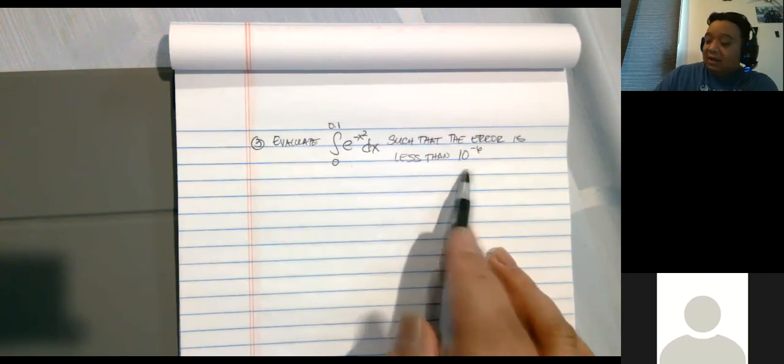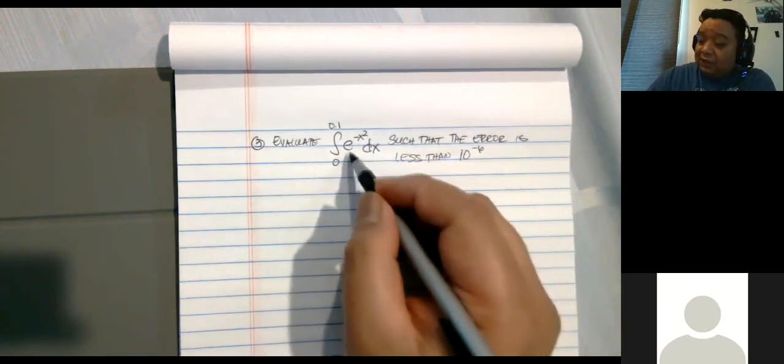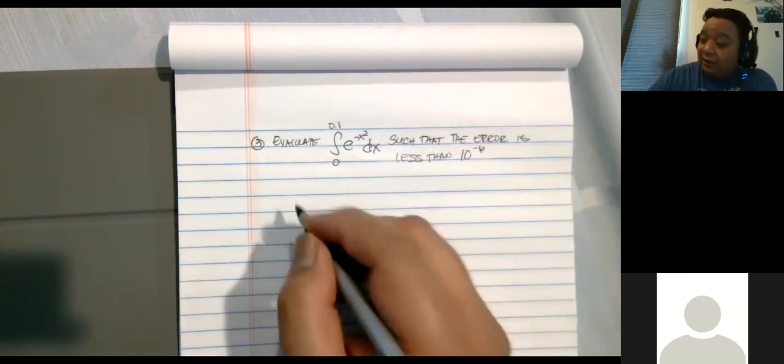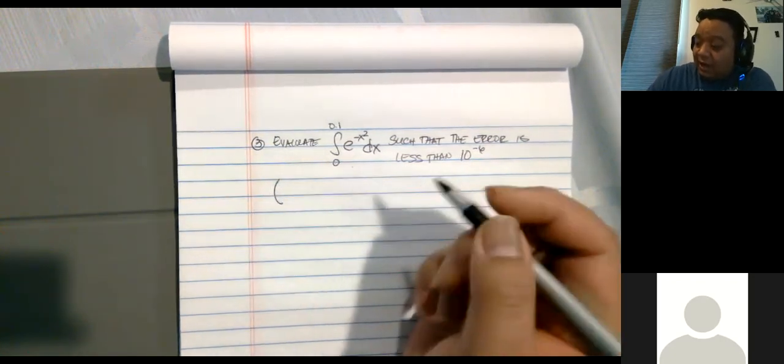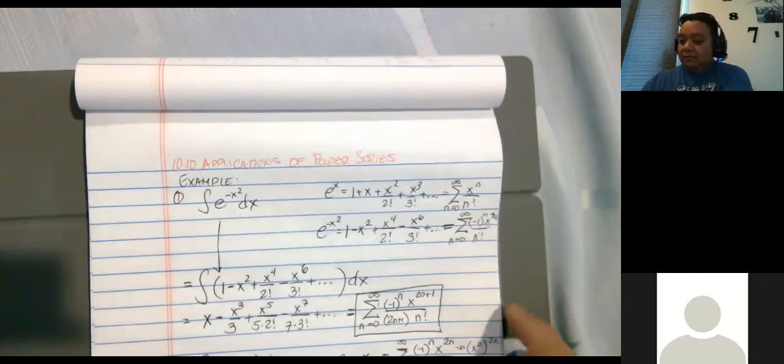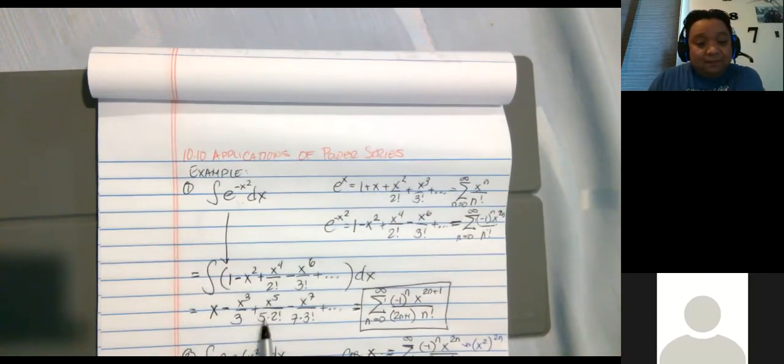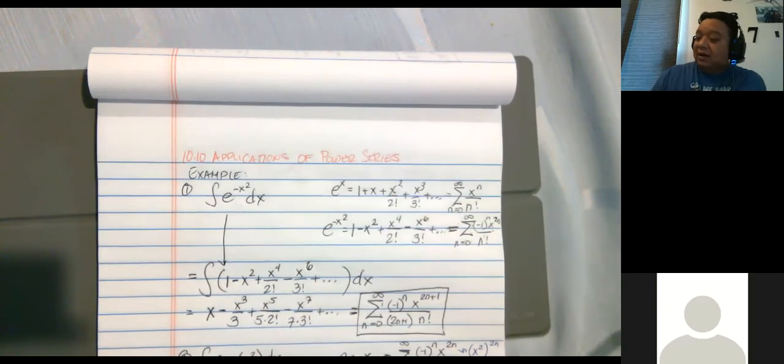Okay. And so now, the first thing you want to do is obviously integrate, and we already did this one, right? So recall the integral is this one, right? So it's the odd powers, and then divided by those odd powers and then the factorials.